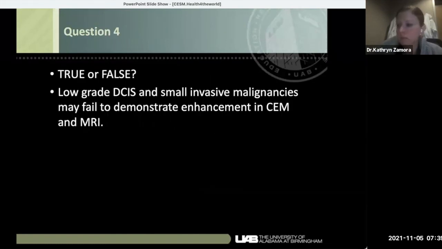So question 4, true or false? Low-grade DCIS and small invasive malignancies may fail to demonstrate enhancement on contrast enhanced mammography and MRI. It's true.